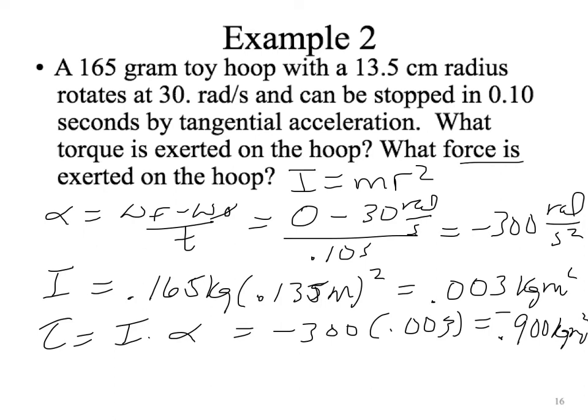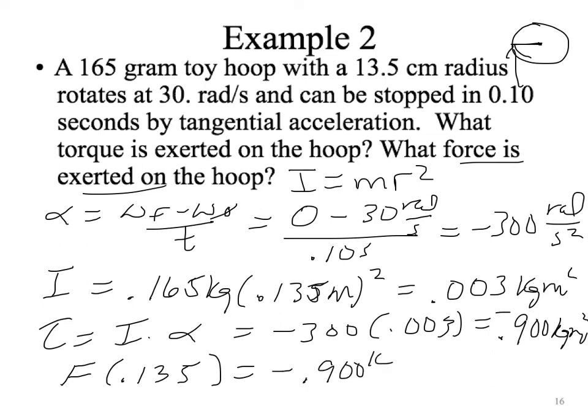Now for the force exerted on the hoop. We know our lever arm is the radius, so we go force times lever arm, which is just the radius, and we set that equal to the torque, because they're both equal to torque, so we might as well use them. And we're going to get a force equal to negative 6.7 newtons.